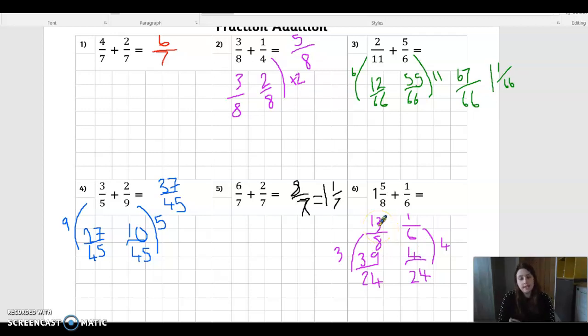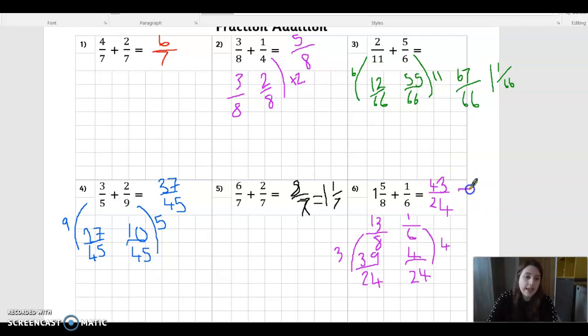So now I've got 39 24ths, add 4 24ths, add them together, and my 24ths would stay the same on the bottom because we don't add the denominators. The top would become 43, so 39 add 4. So 43 24ths is correct. So give yourself a tick if you did that.